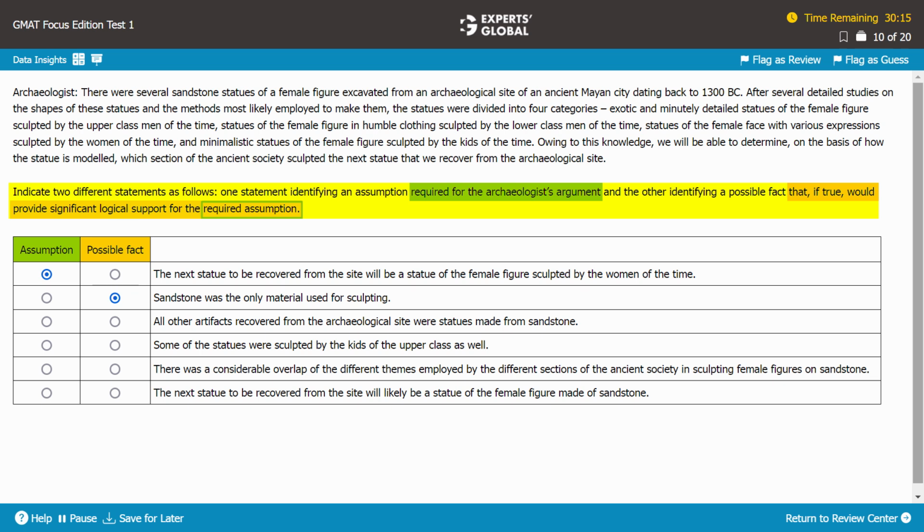Please understand that in the two-part analysis questions, the two answer choices you select would be interdependent. For example, here, the assumption and the possible fact are interrelated. The possible fact is supposed to support the assumption. The two answer choices are interrelated here.